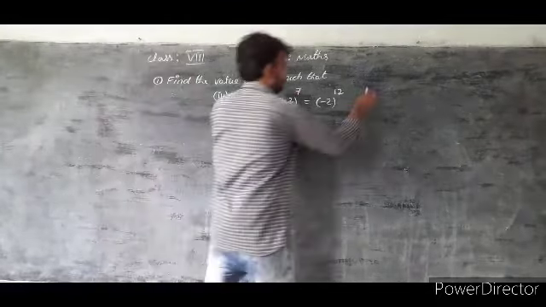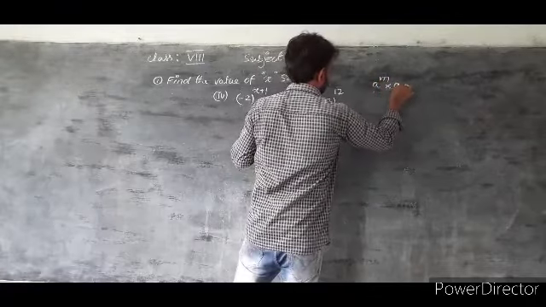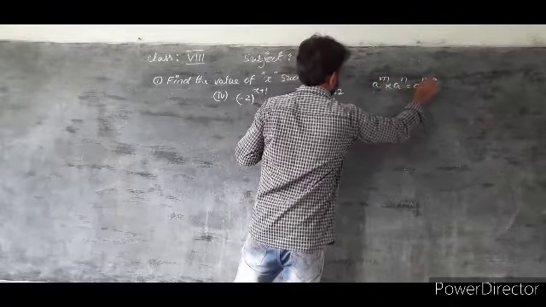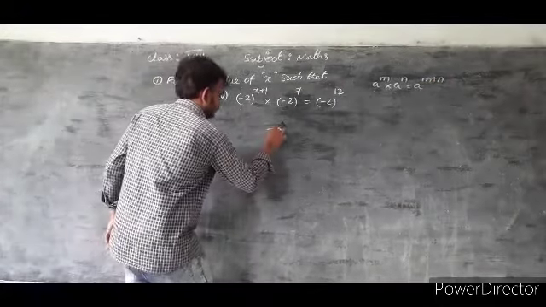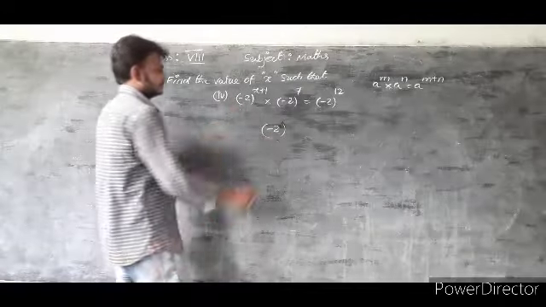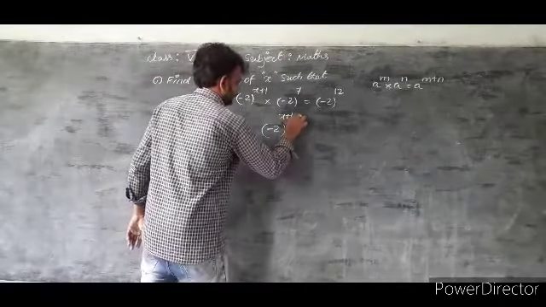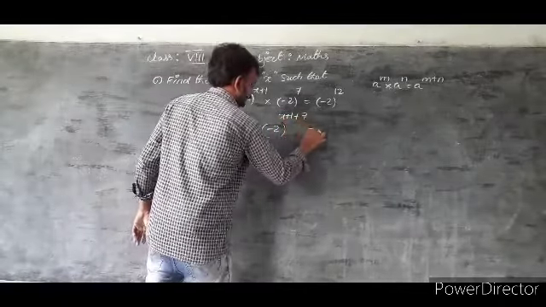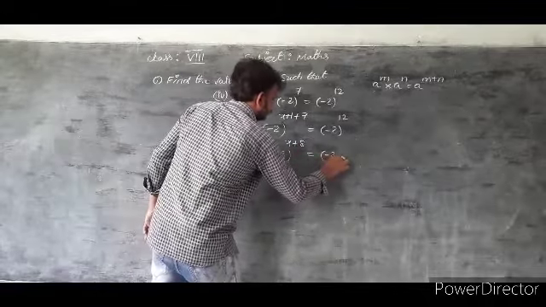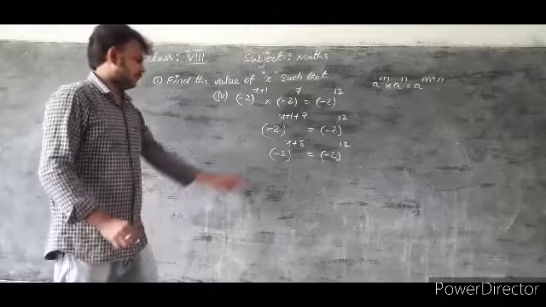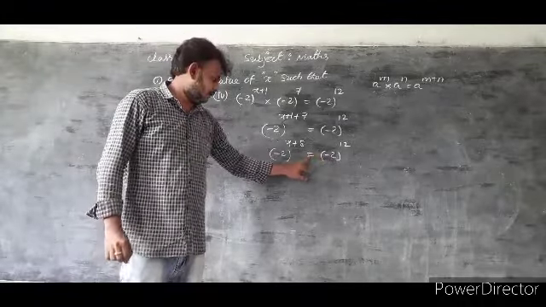It is in the form of a^m × a^n = a^(m+n). In the same way, you have to write (-2)^(x+1+7) = (-2)^12. So (-2)^(x+8) = (-2)^12. Here the bases are equal and the equals sign is there.